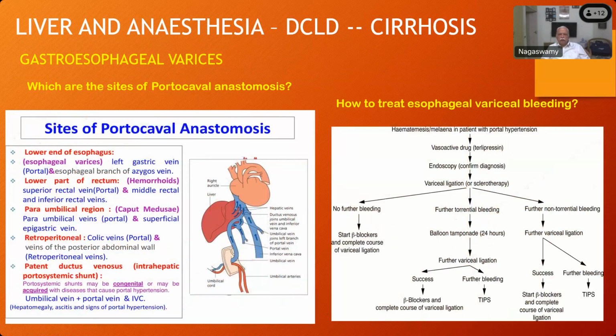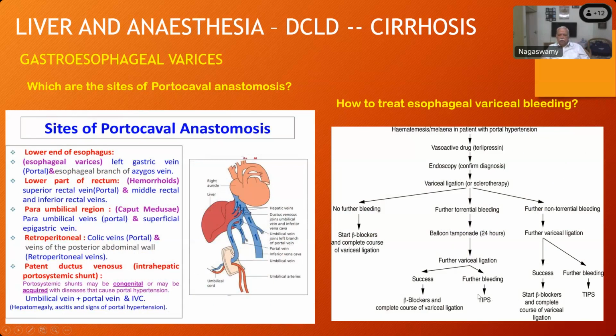So we can classify that: the first treatment is a vasoactive drug, terlipressin, then endoscopy to confirm the location, and variceal ligation or sclerotherapy. If the bleeding stops, start the beta blockers and complete the course of variceal ligation. If the bleeding is very torrential, then you use the Sengstaken-Blakemore tube or the balloon tamponade. For non-torrential bleeding, you can use either ligation or sclerotherapy.